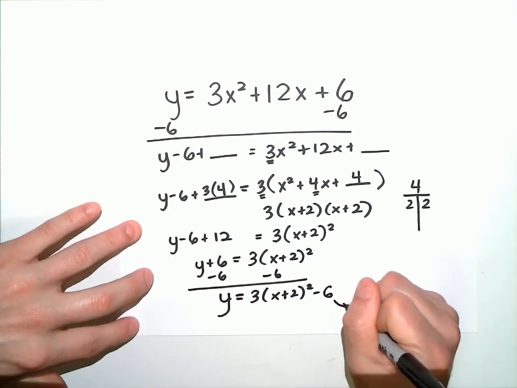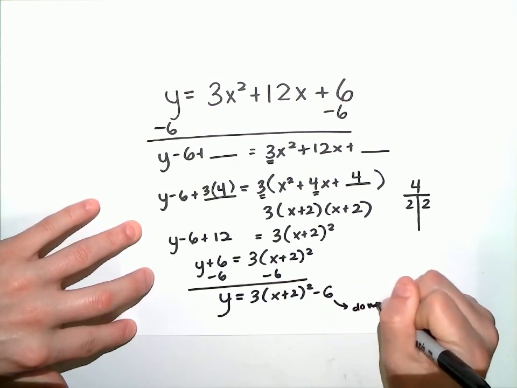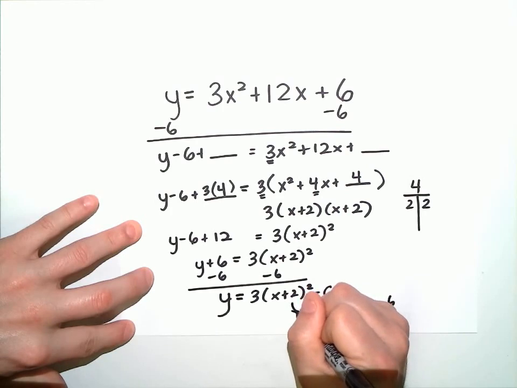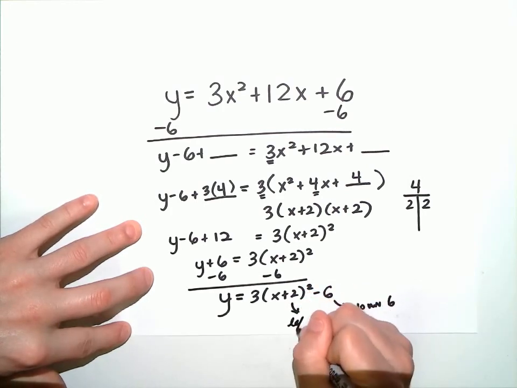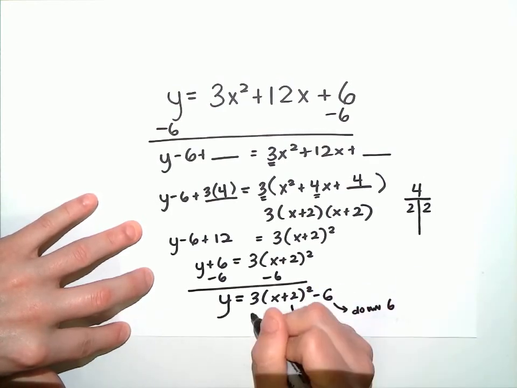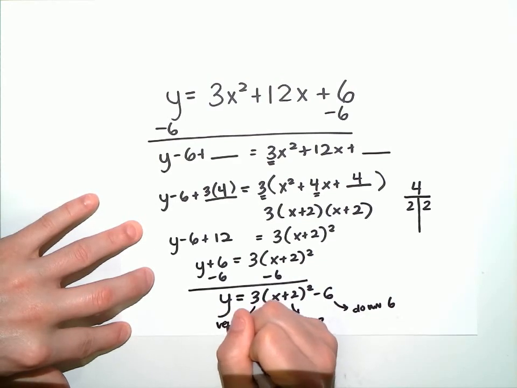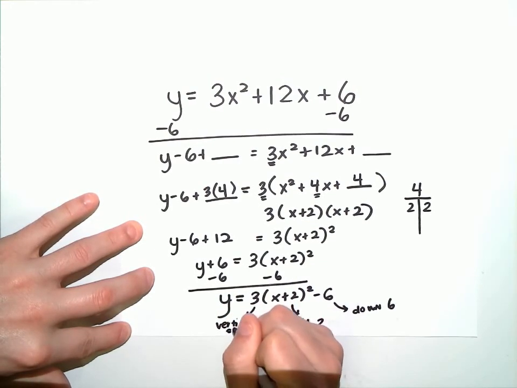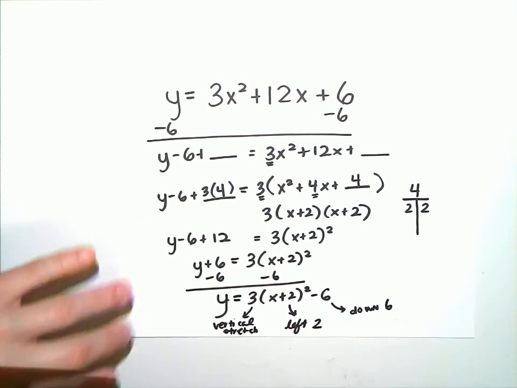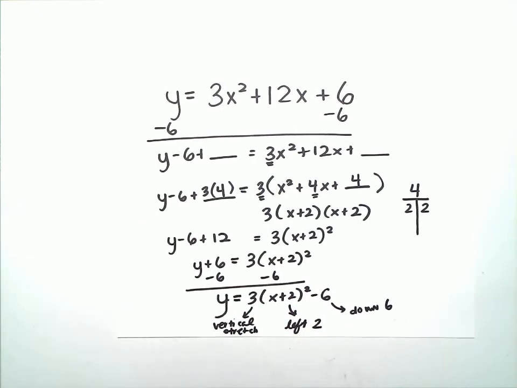When we look at that, this has 3 transformations. That first transformation there is a down by 6. That is a left by 2. And that is our vertical stretch by a factor of 3. It's going to get 3 times taller.